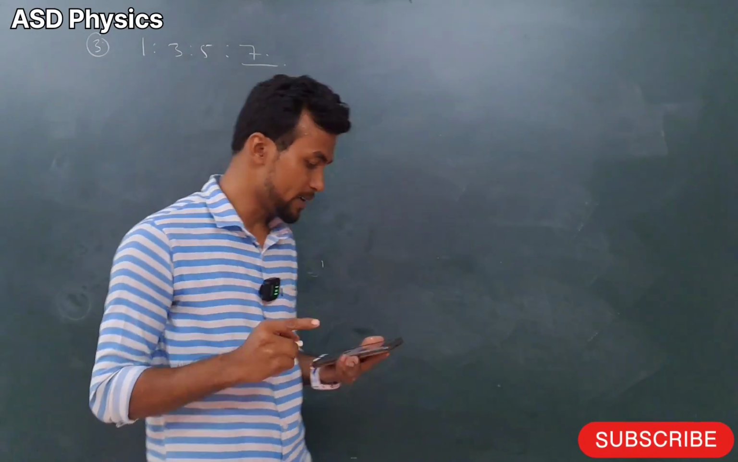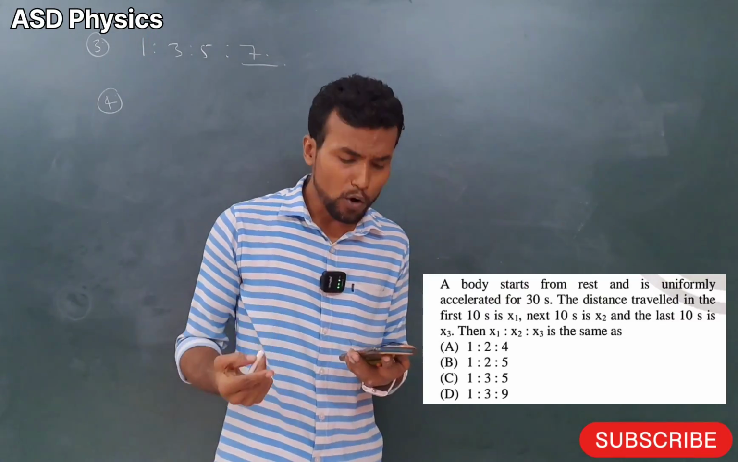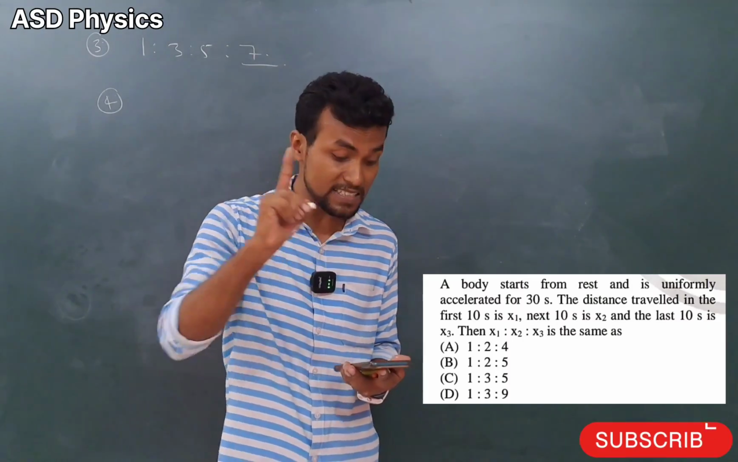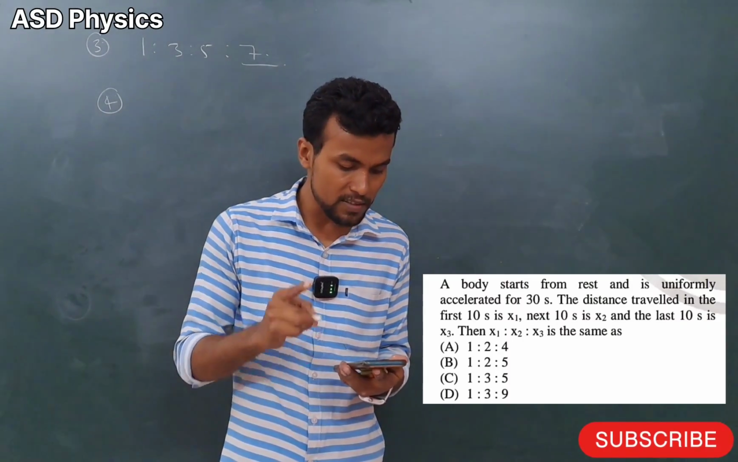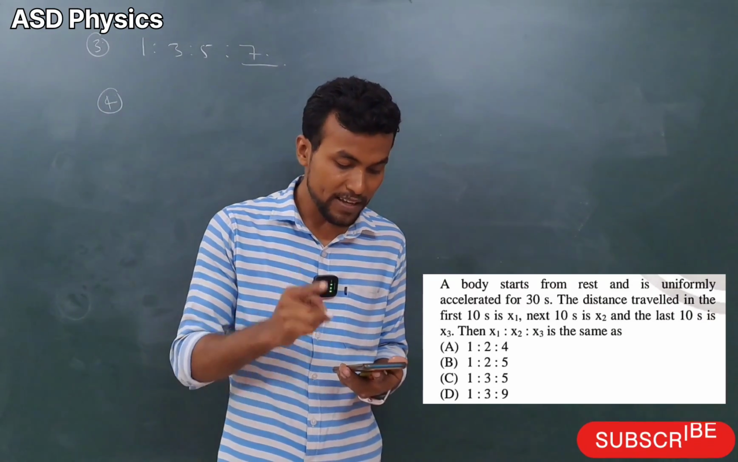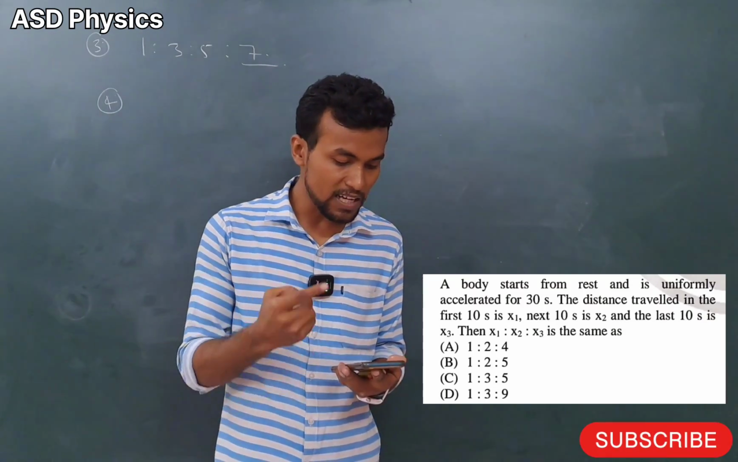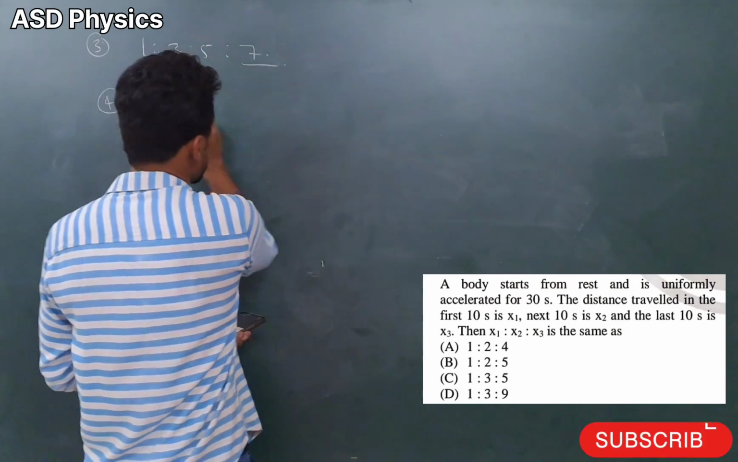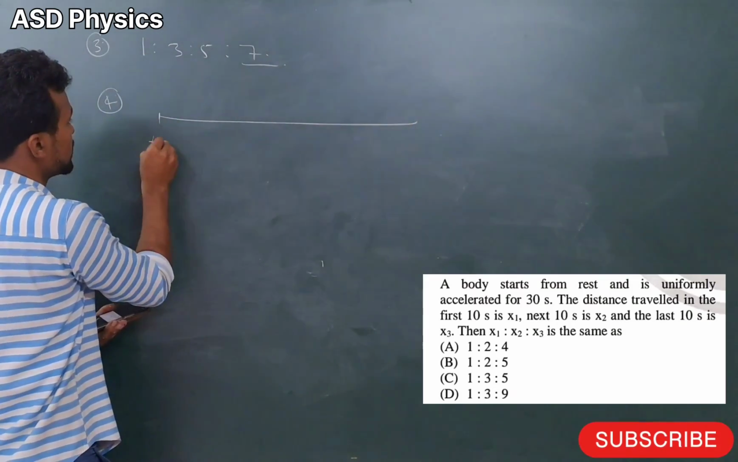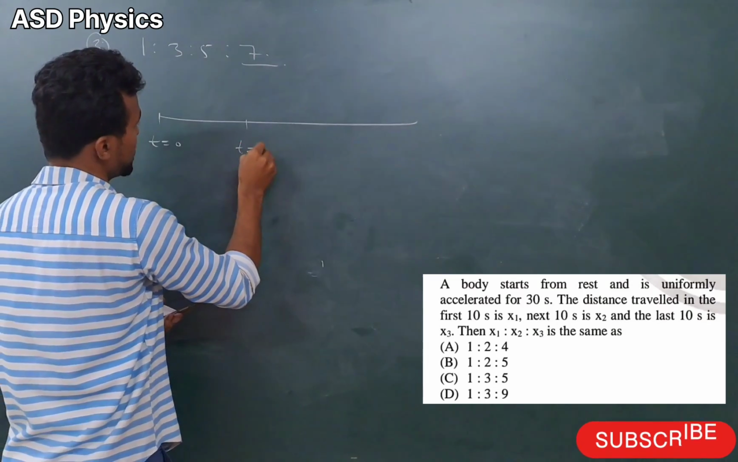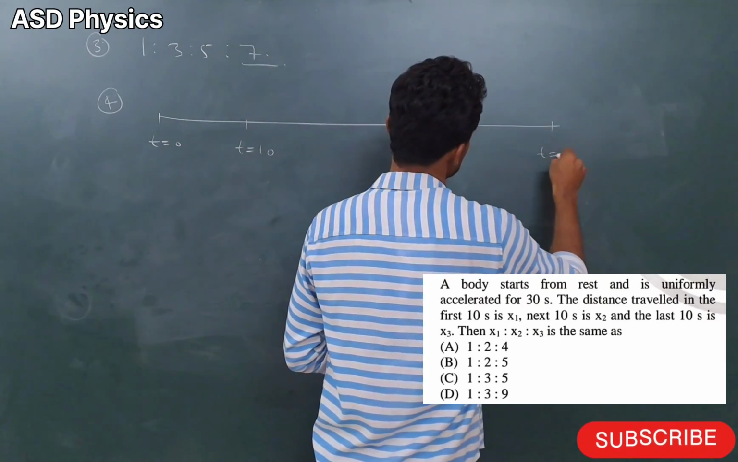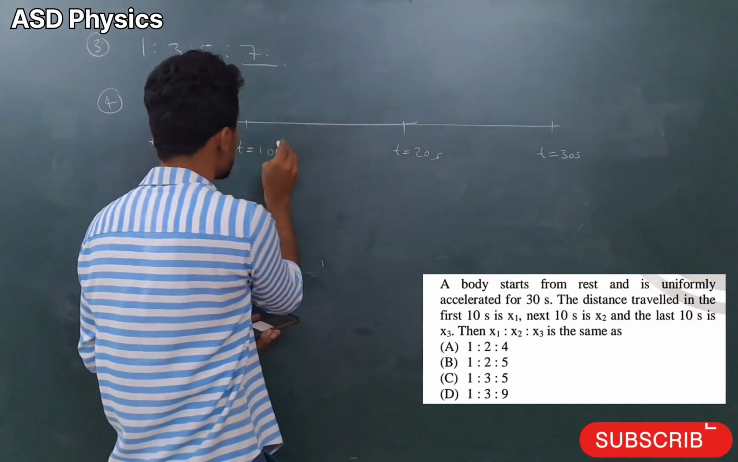Okay, next question, my dear students. Very good question. See here, please. What is given here? A body starts from rest and is uniformly accelerated for 30 seconds. The distance traveled in the first 10 seconds is x1, the next 10 seconds is x2, and the last 10 seconds is x3. Then what is the ratio x1, x2, x3? I think you have guessed it very well. 0, then 10, then 20, then 30 seconds.